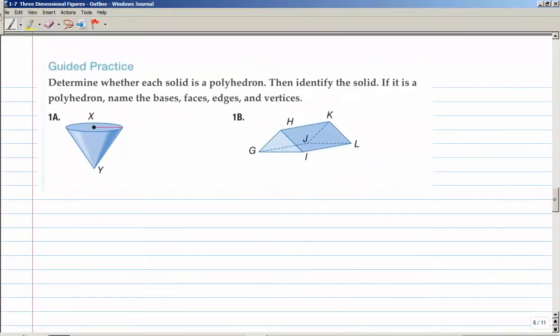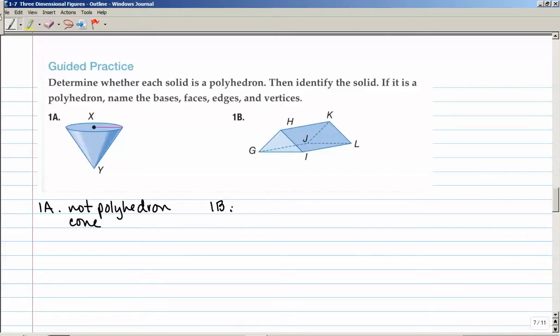Okay. Let's take a look at a couple of problems here right out of the book. It says determine whether each solid is a polyhedron, then identify the solid. If it is a polyhedron, we need to name the bases, the faces, the edges, and the vertices. So 1A here, that's actually a cone. That is not a polyhedron because not all of its faces are flat. It actually has the curved cone part of it, and it is indeed a cone. And since it's not a polyhedron, I don't have to name the rest of those pieces.